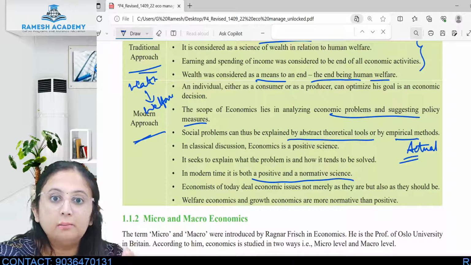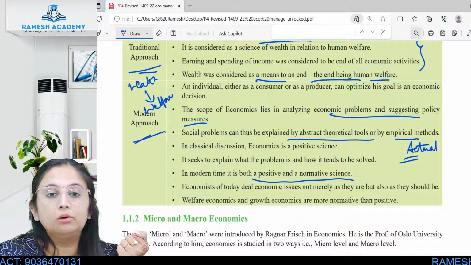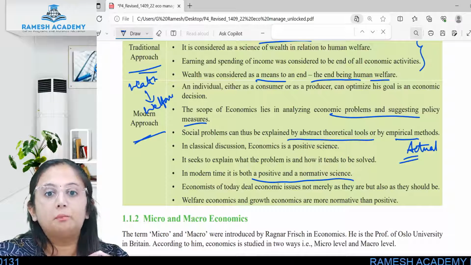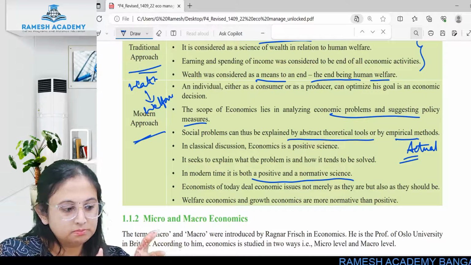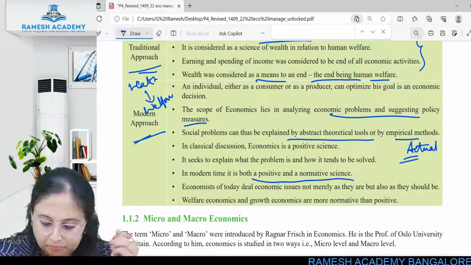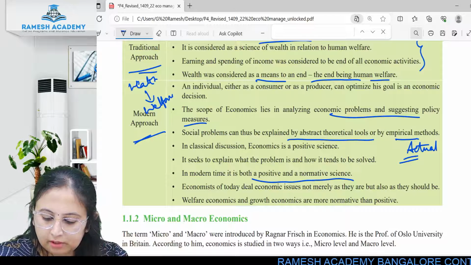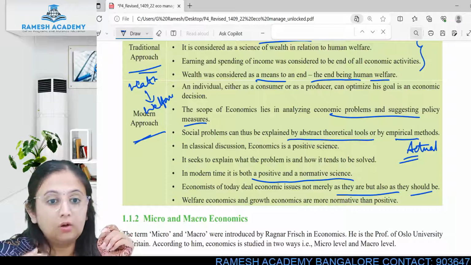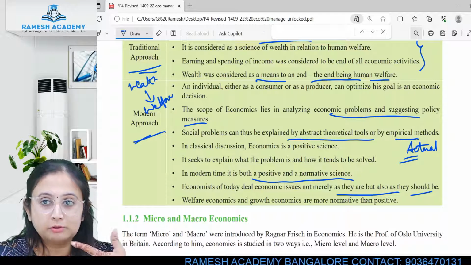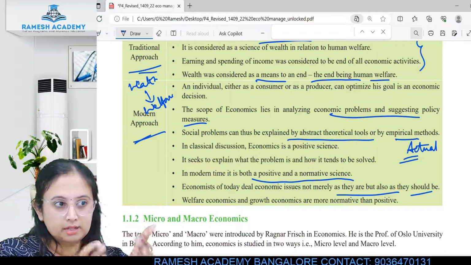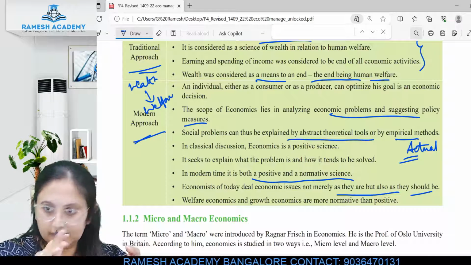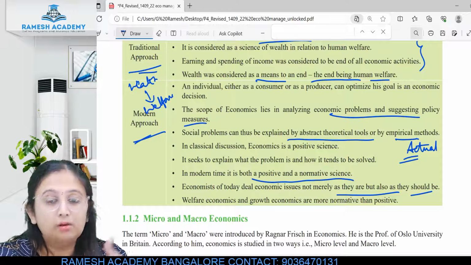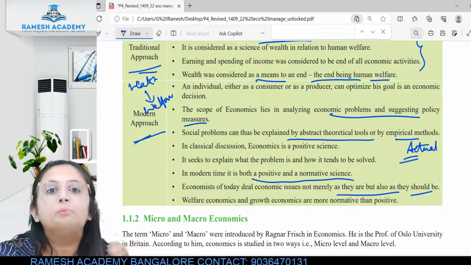But in the modern approach, the scope of economics is not only limited to the positive approach, it is also taking a normative approach, where it is telling this is how it is, but this is how it has to be. So economists of today deal with economic issues not merely as they are, but also how they should be. Now economists say, this is how the situation is as of now, but it should not be like this. There should be some changes. This is what modern economists are doing, or how they are dealing with modern problems.